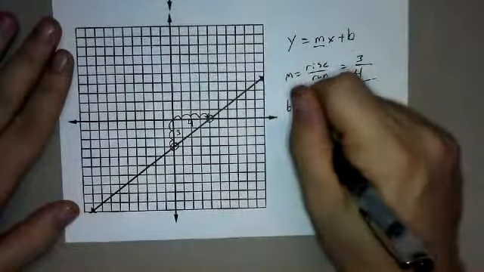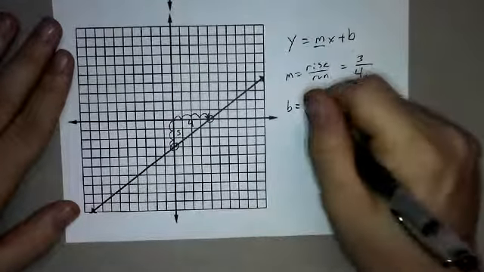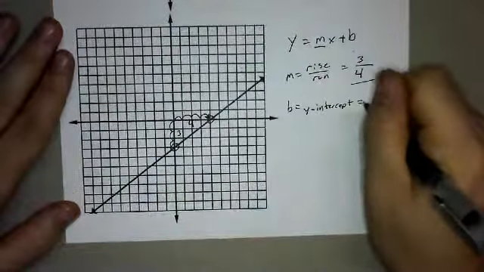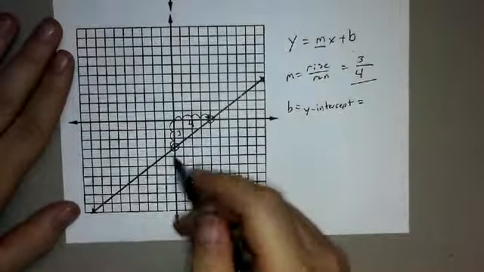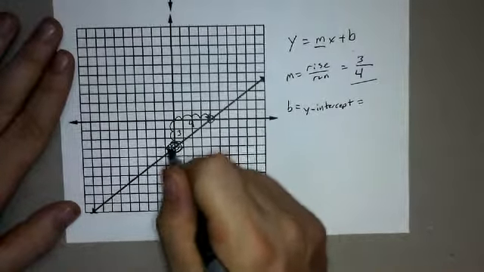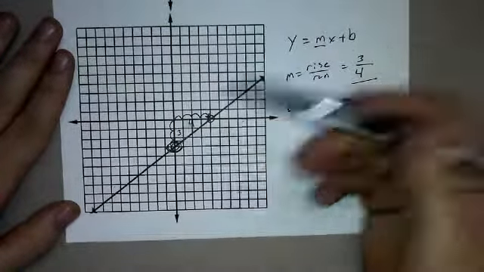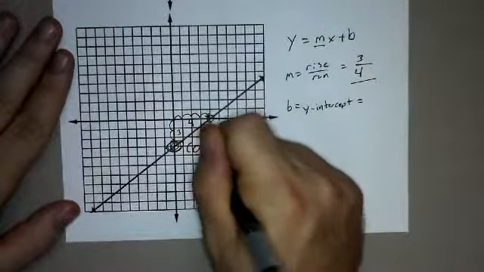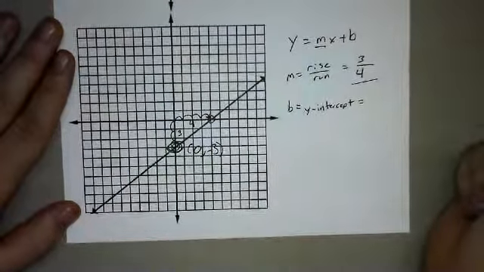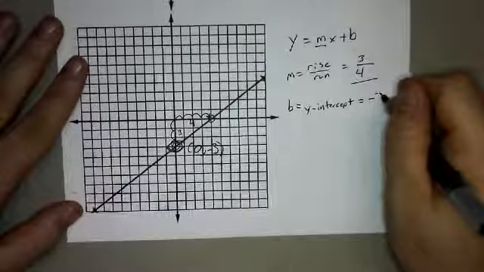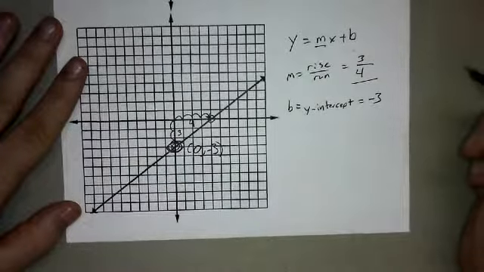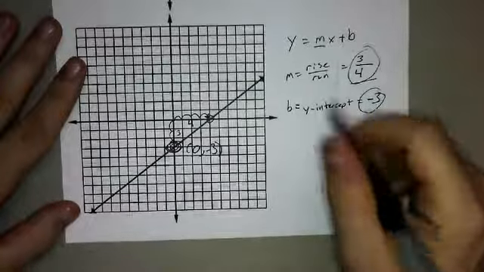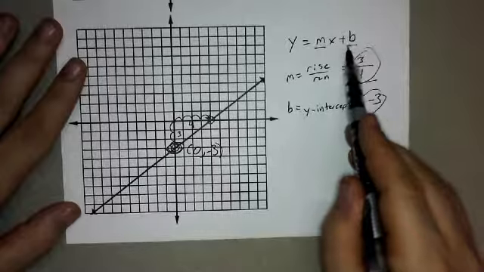Now for my b, remember b is my y-intercept. And so I look over here, I picked my y-intercept earlier. It's this point right here. And this is 1, 2, 3 south of the origin. So this would be the point (0, -3). And so that means my y-intercept is negative 3. So I know my m, I know my b, and so now I just plug it into y equals mx plus b.